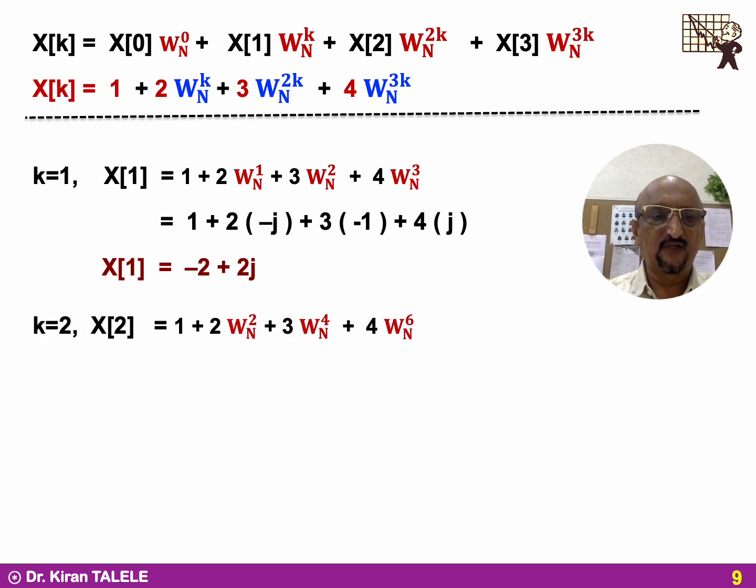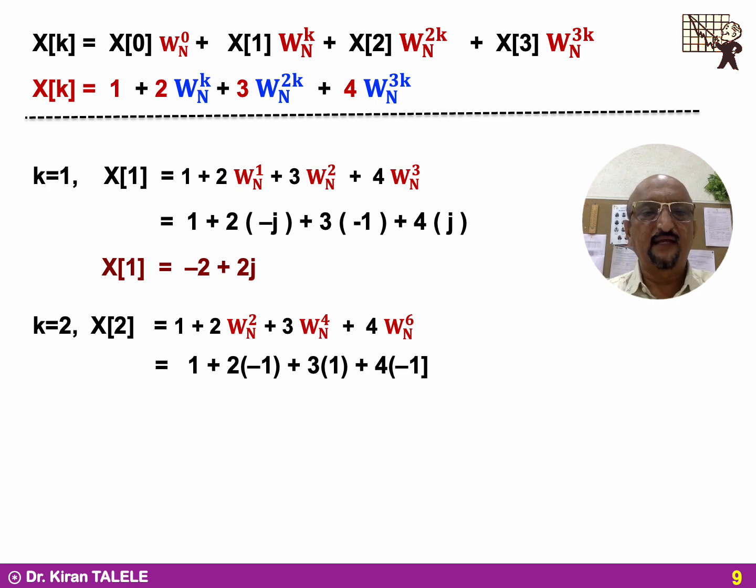Similarly, to find X of 2, put k equal to 2 in this equation. When k is 2, we get 1 plus 2 W N raised to 2 plus 3 W N raised to 4 plus 4 W N raised to 6. Now here we'll have to substitute this W term. W N raised to 2 we have already calculated, that is minus 1.